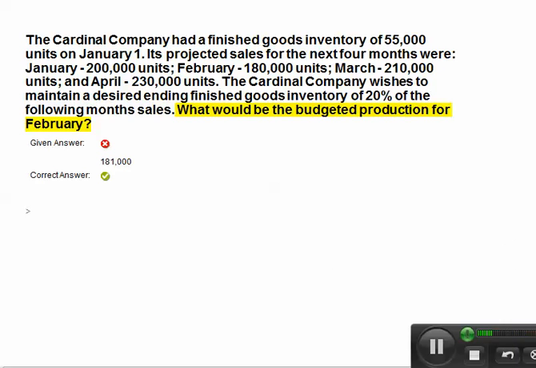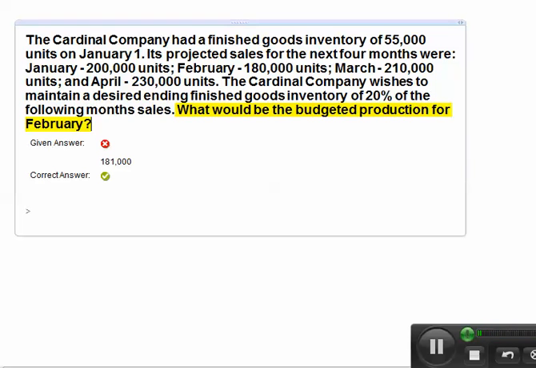First thing I always do is I highlight the question before I read everything. And what would be the budgeted production for February? So I'm going to be looking for the production for the month of February.